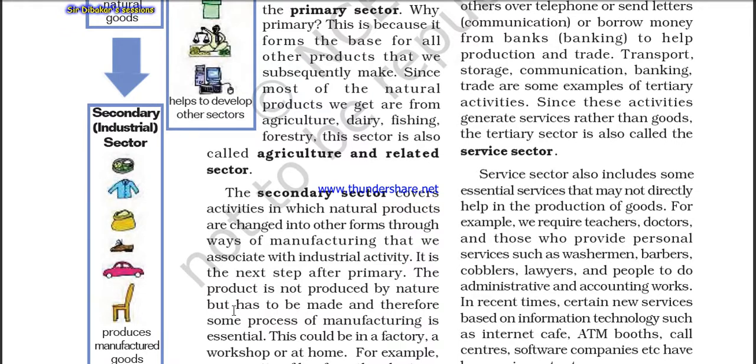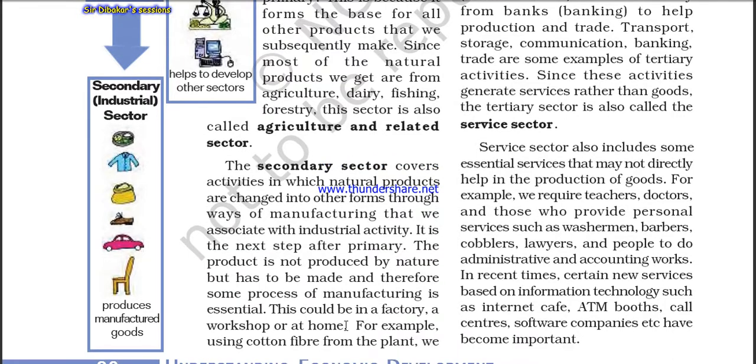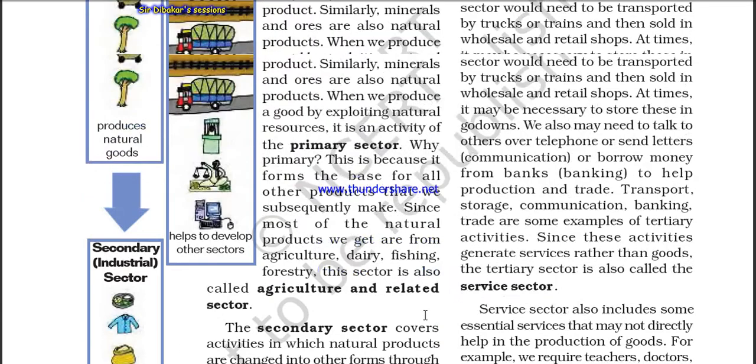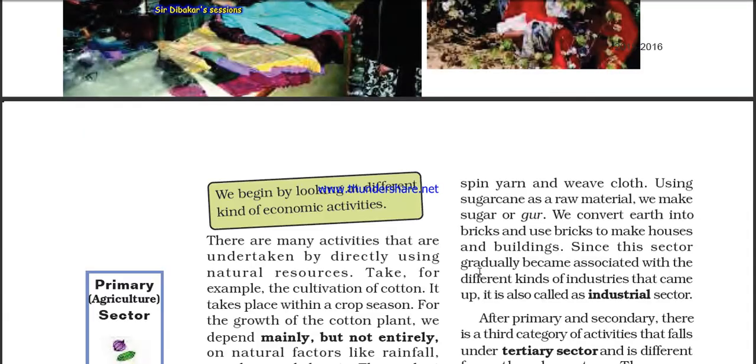The product is not produced by nature but has to be made, and therefore some process of manufacturing is essential. This could be in a factory, a workshop, or at home. For example, using cotton fiber from the plant, we spin yarn and weave cloth. We do it or not? We do that. Using sugar cane as a raw material, we make sugar or gur. Clear? We convert earth into bricks and use bricks to make houses and buildings. So that is also a case of secondary sector. I hope the point is clear.